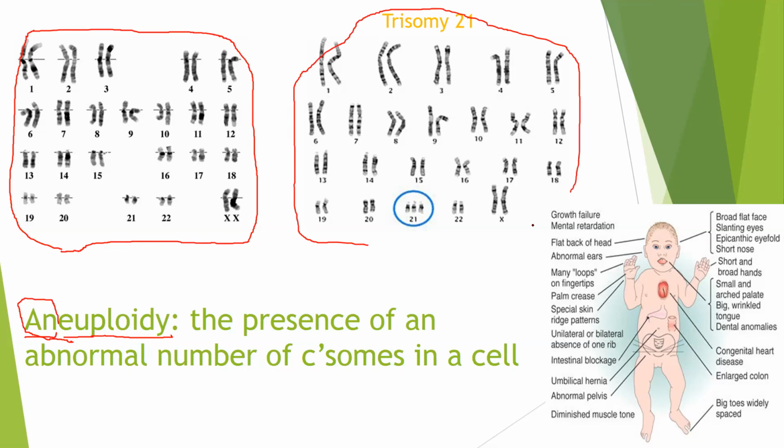All right. So if you compare the first one and the second one, the difference is here, right? Because in the second cell, you're going to see 3 copies of chromosome 21. So for this situation, we call it a trisomy 21, which means this individual has 3 copies of chromosome number 21. And this abnormality will cause various phenotypes, for example, growth failure or mental retardation. All right. So this is a very classical human disorder.